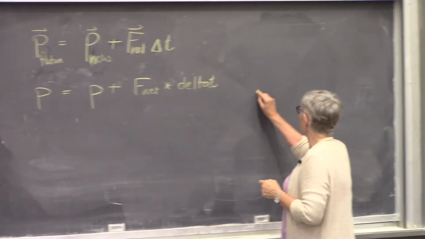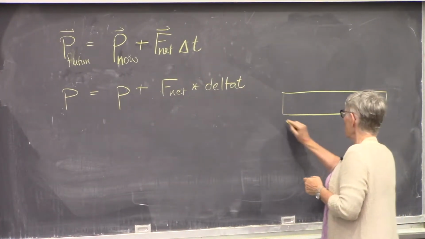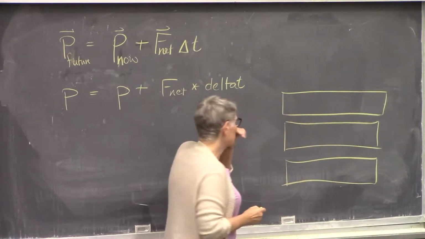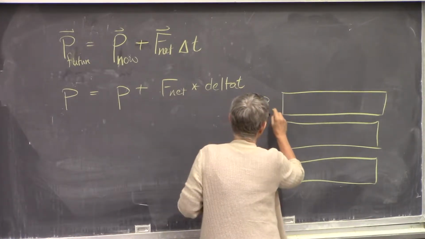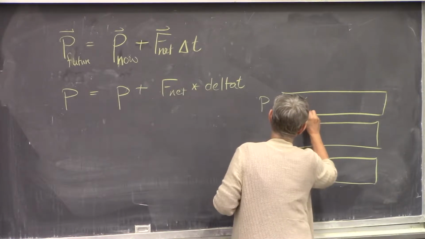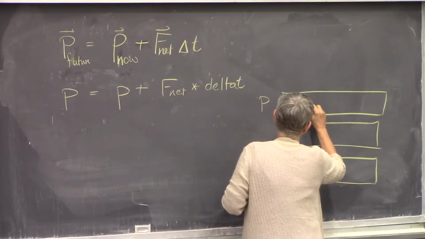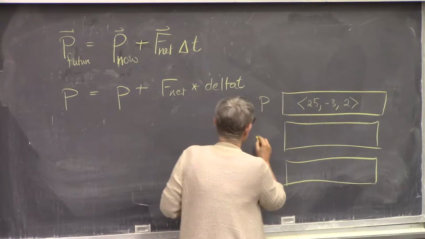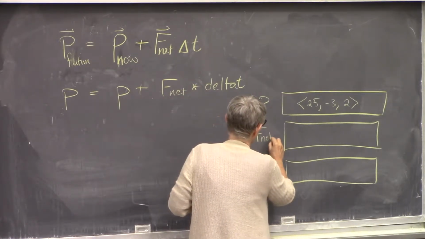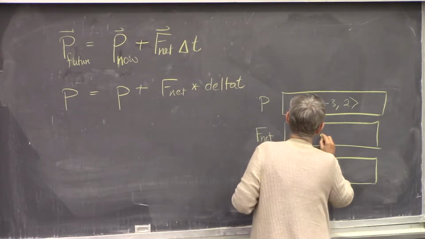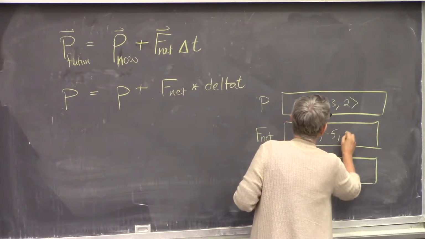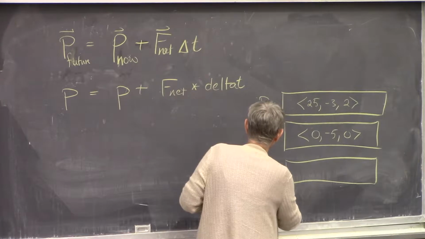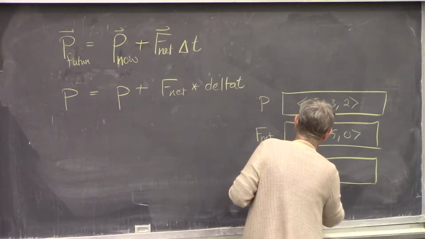Remember that in memory, the computer has stored some things. It has a value of momentum, the current momentum, and say this is <25, -3, 2>. It has some value for F net, which is <0, -5, 0> newtons. And it has some value for delta t, which is, let's say, 0.01 seconds.